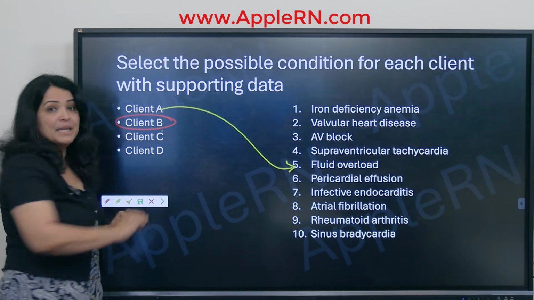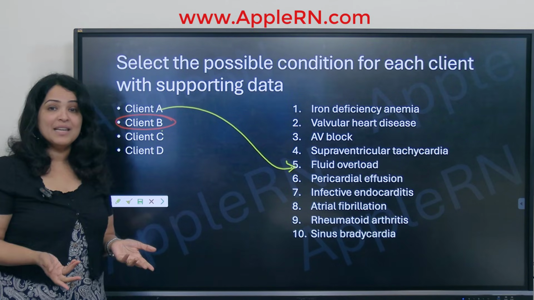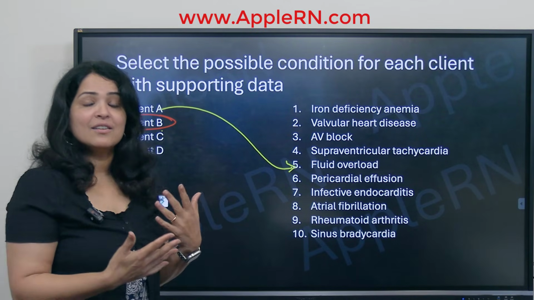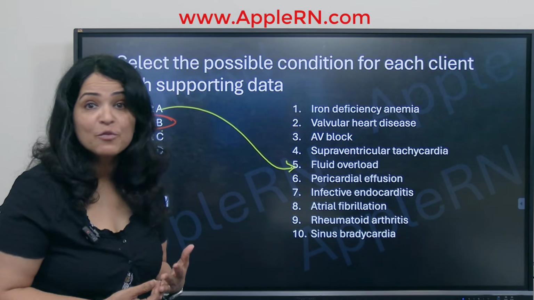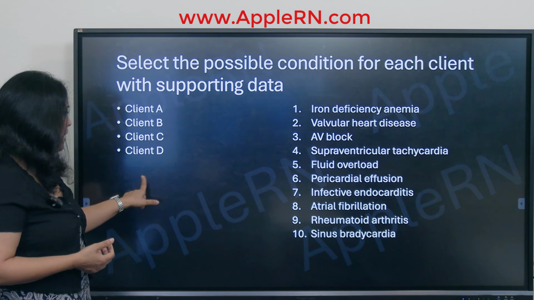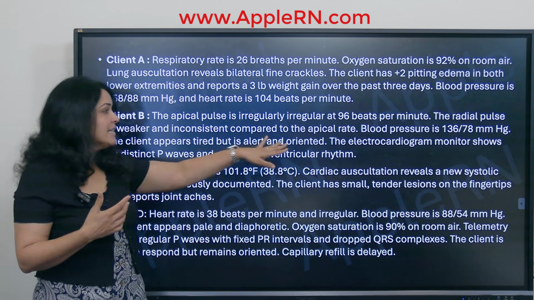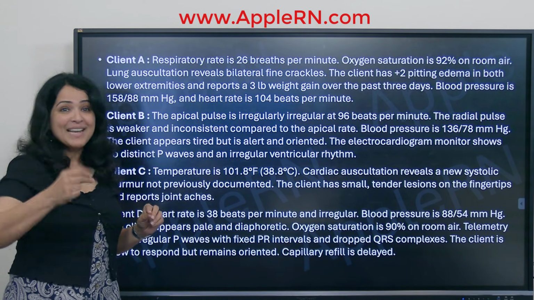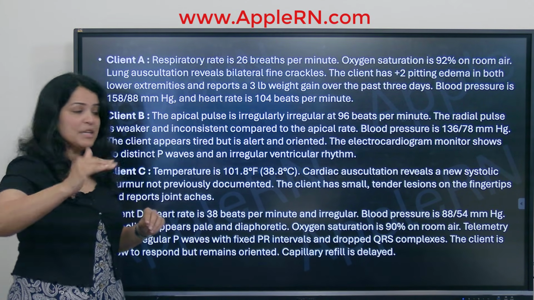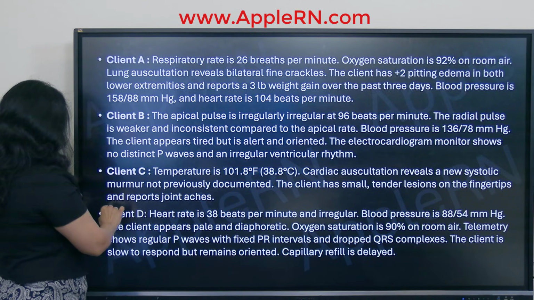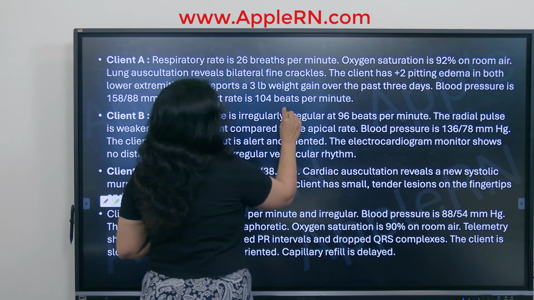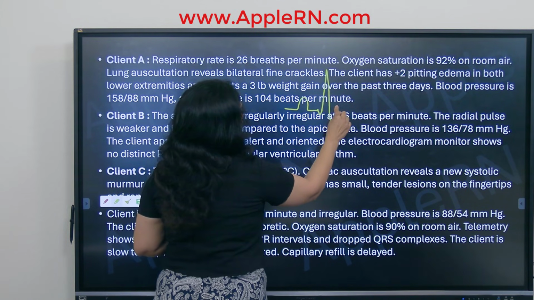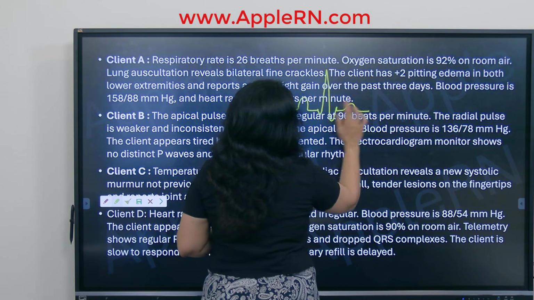What about client B? Now, who was our client B? Client B was the one who was having skipping beats or occasionally feeling short of breath with activity, and we did have an ECG, and the ECG says no distinct P wave. So the moment I see that there is no distinct P wave, I mean, I know how the P wave is supposed to be in the ECG, right? I know it's supposed to be P wave, and then we have a little Q, and then R, and then S, and then we are supposed to have a T.